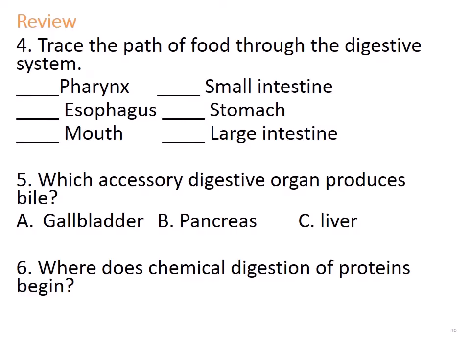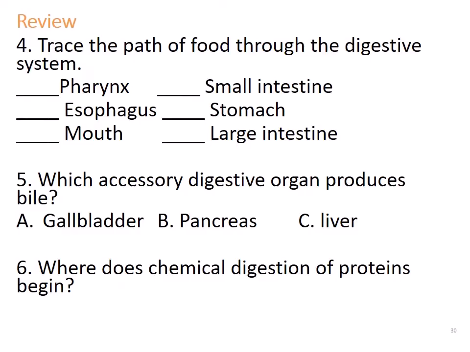So let's review again. Let's trace the path of food through the digestive system. If you want to pause it and think first, go ahead and do that. So we're going to start with the mouth, and then from the mouth we're going to go into the pharynx, and then from the pharynx you're going to go to the esophagus, and then the stomach, and then the small intestine and large intestine. Obviously we can make this much more complex if we went through the regions of the small and large intestine, but we're just going to overview it here, so don't get stuck on the details. Not that they're not important, but we don't have much time, so there you go.